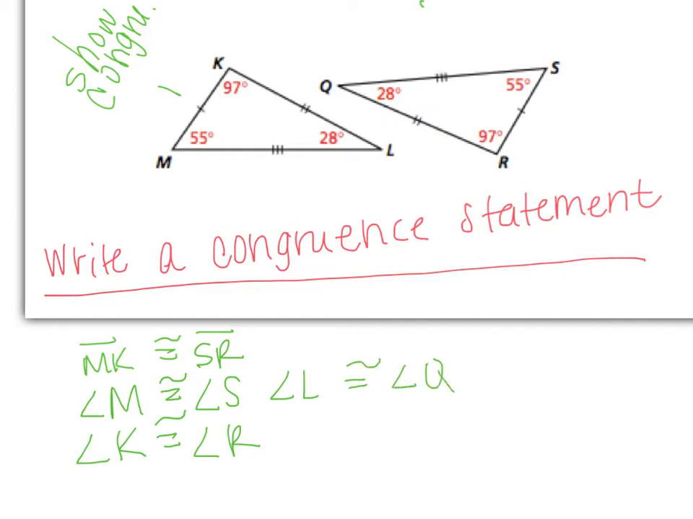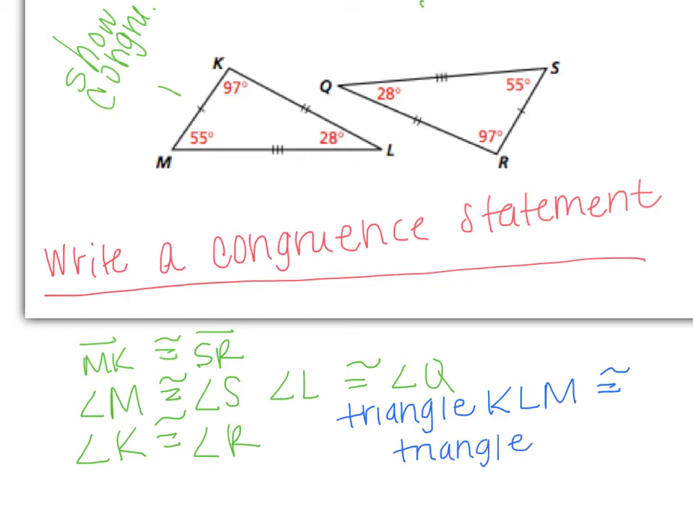So since they are all congruent, we can make an overall general statement about the polygon. We can say triangle KLM corresponds to triangle. Now we have to match up. K goes with R, so we have to start with triangle R. L goes with Q, so Q has to go in the middle. And then finally M corresponds to S, so we say triangle RQS.